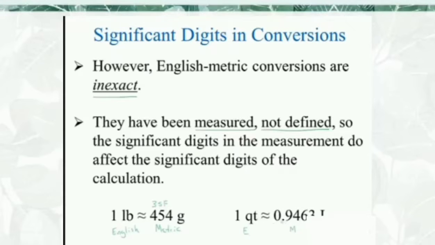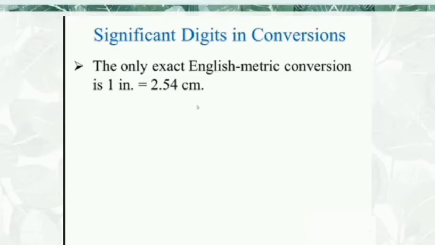As well as 1 quart is equal to 0.946 liters. So the 1 quart is the English unit and the 0.946 is the metric equivalent. The only exact English to metric conversion is 1 inch equals 2.54 centimeters.